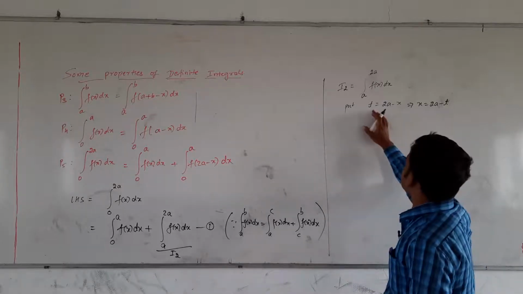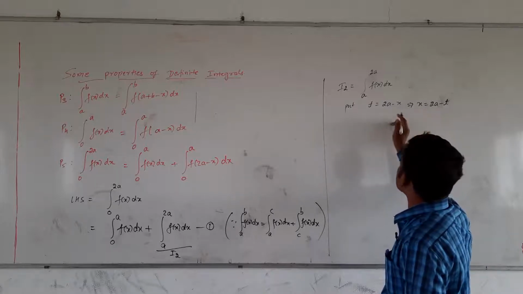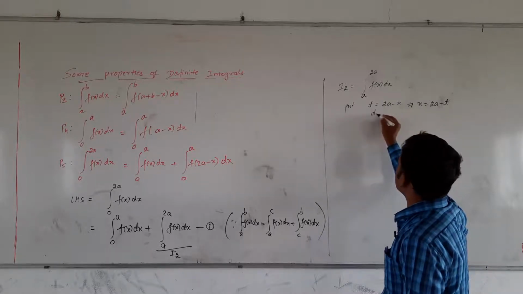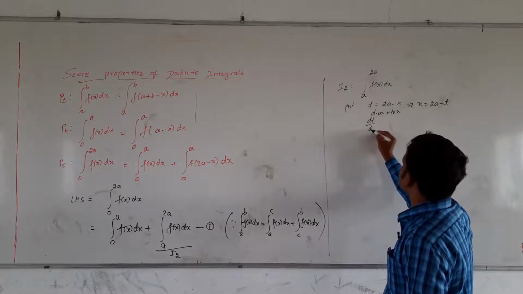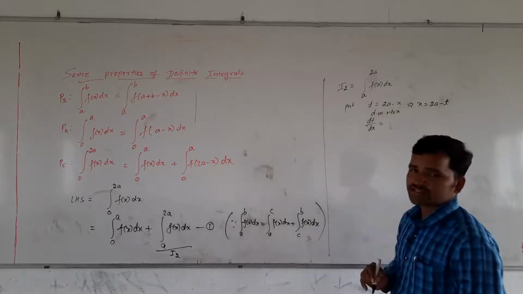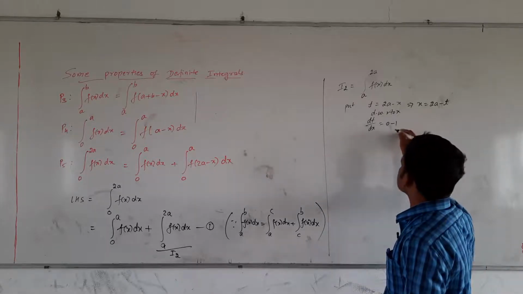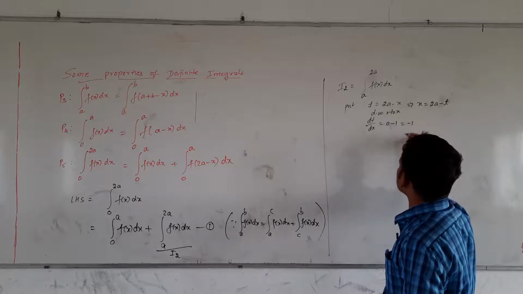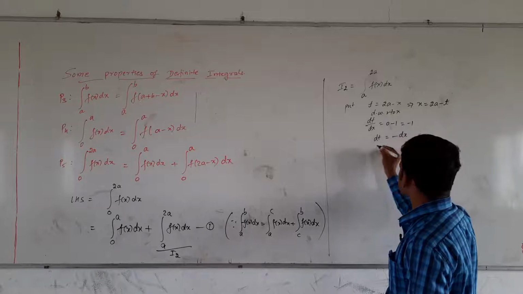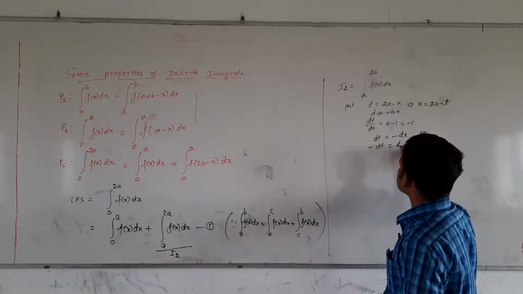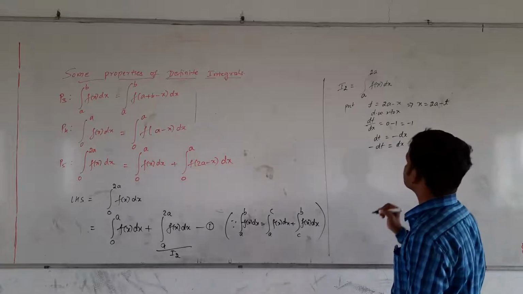Okay, I am taking t is equal to 2a minus x. With this substitution, x is equal to 2a minus t. Differentiate this function with respect to x. dt by dx is equal to the differentiation of 2a, which is 0, minus the differentiation of x, which is 1. It is nothing but minus 1. Then dt is equal to minus dx, so minus dt is equal to dx.